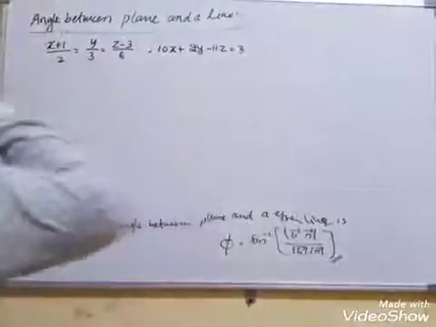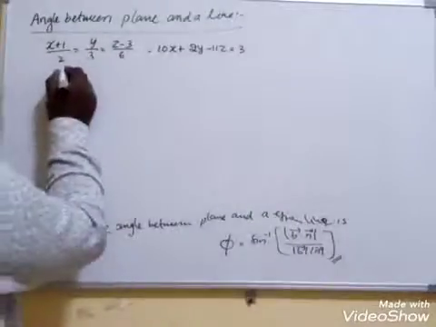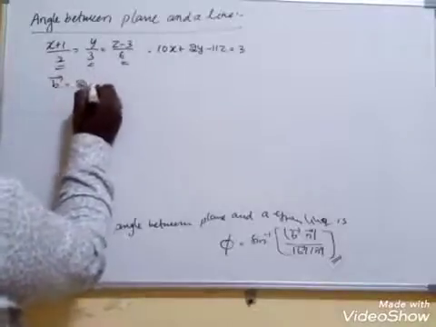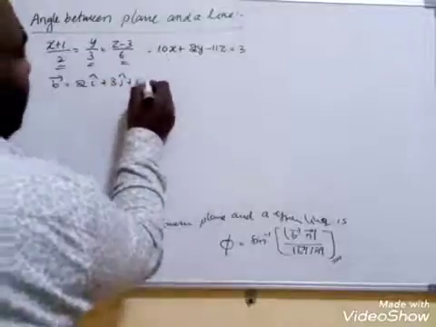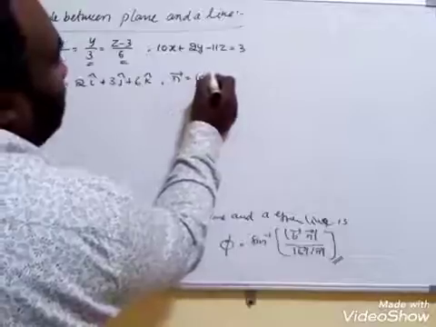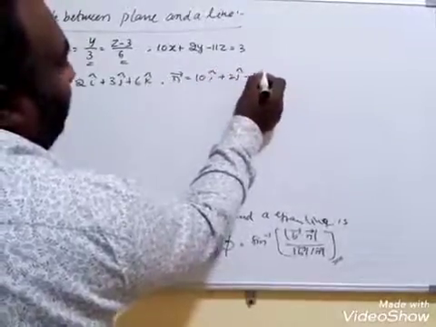Now here, observe. From the line we get b bar is equal to 2i plus 3j plus 6k, and n bar is the normal vector of the plane, which is 10i plus 2j minus 11k.